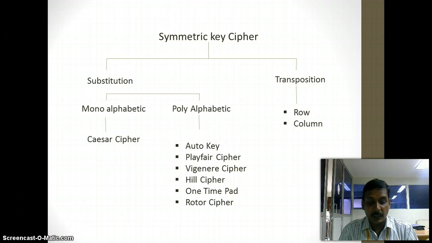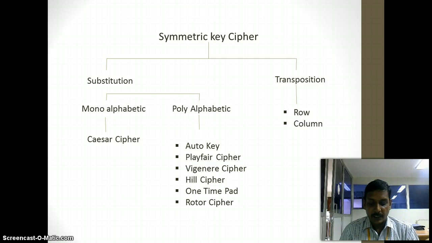Auto key cipher. It is a cipher that incorporates the message into the key. That is, the keyword is concatenated with the plaintext itself to provide the running key. It starts with a relatively short keyword and appends the message to it.